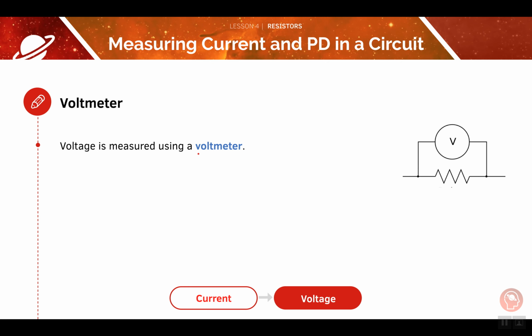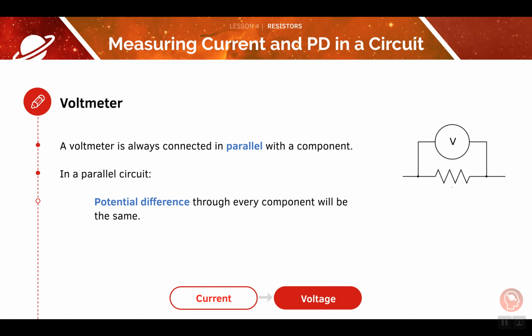Voltage is measured using a voltmeter. This gives us a value for the potential difference in volts. The voltmeter must always be connected in parallel with the component, as shown here. In a parallel circuit, the potential difference through every component will be the same. By connecting the voltmeter in parallel, we can gain an accurate value for the potential difference across the voltmeter. We will look more closely at series and parallel circuits in the next section.